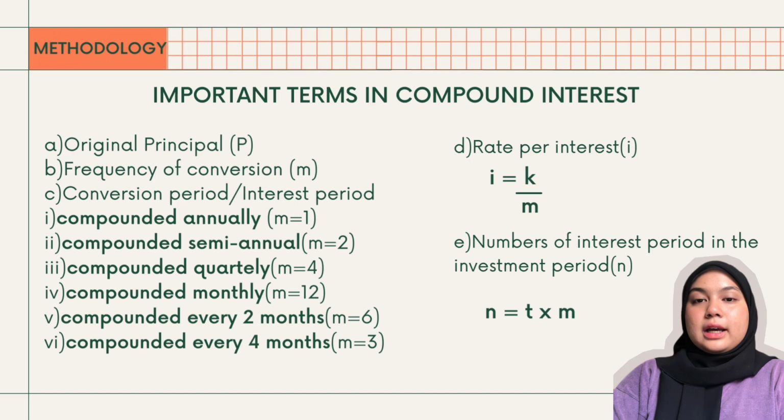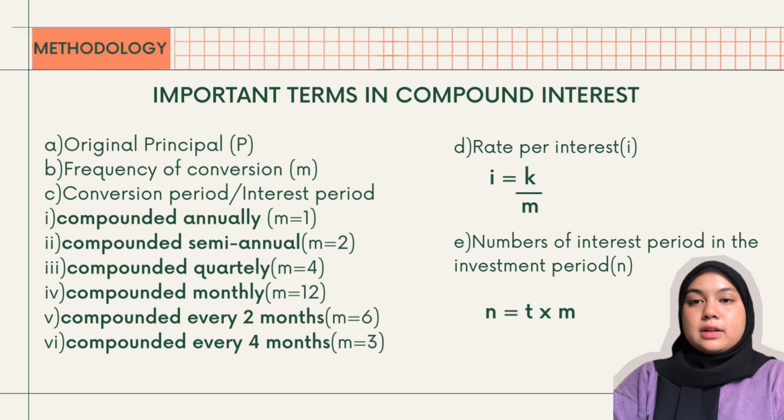In order to get I, we need to use this formula: I equals K over M. K is the annual interest rate while M is the frequency. Fifth, N is the number of interest periods in the investment period. In order to get N, we need to use this formula: N equals T times M. T is the time of the investment while M is the frequency.